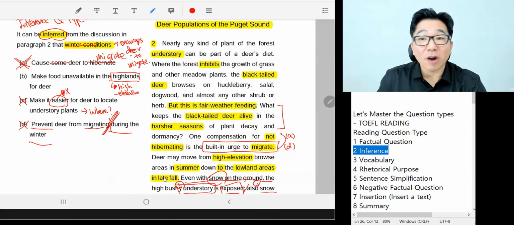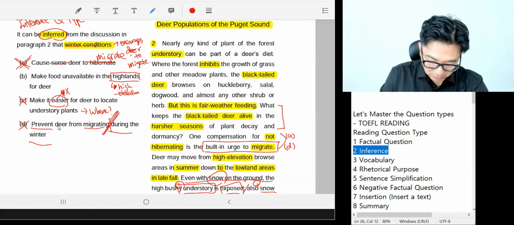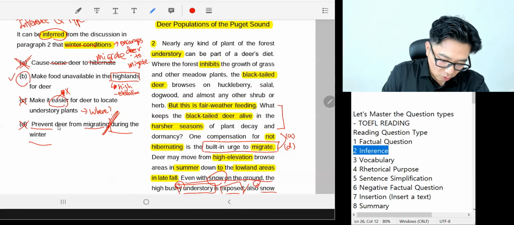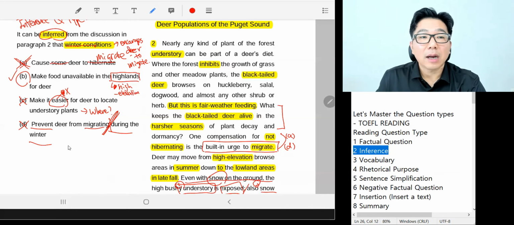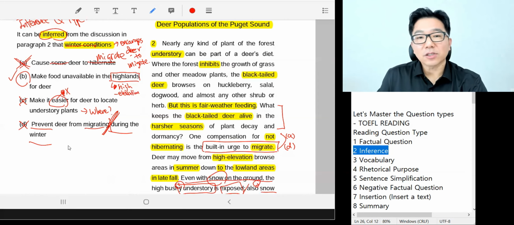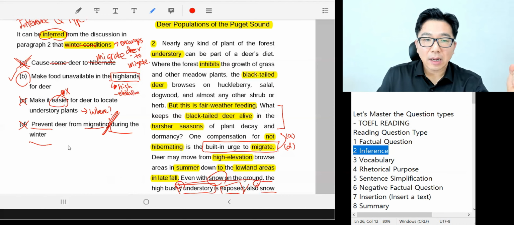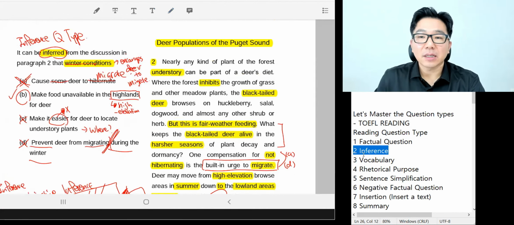So we thought B was right, but I didn't circle it just in case. You know, C or D may be another good answer, but it turned out it's completely wrong. And as we knew all along, B is the right answer. Okay. Yeah, so this is how you solve inference question. We completed inference question type.